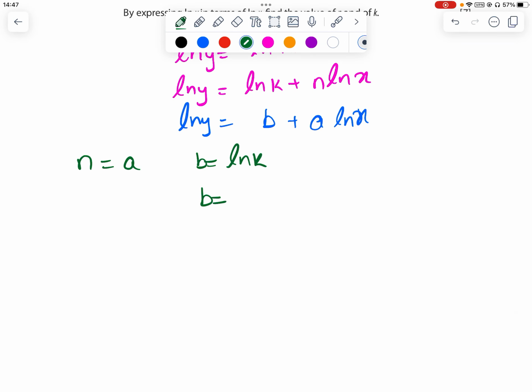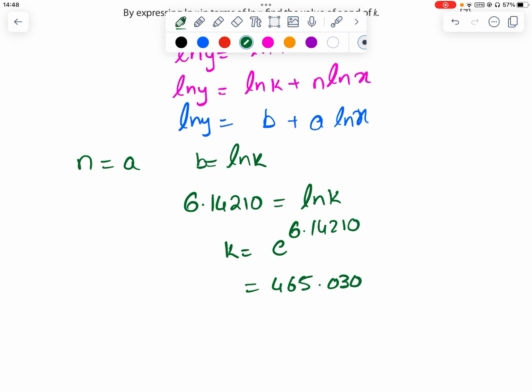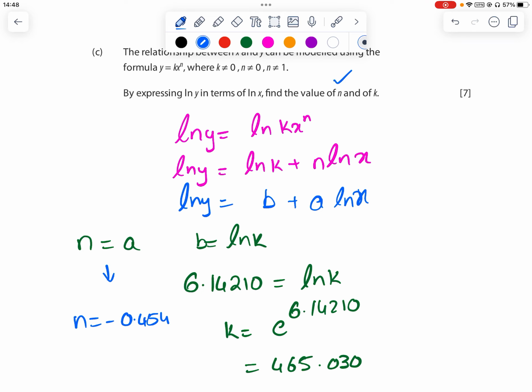So b equals ln k, with b as 6.14210. So k equals e to the power of 6.14210, which is going to be 465.030. And the n value itself is a. So n equals minus 0.454. So we got the values of n and k, which is what was asked of us in this question.